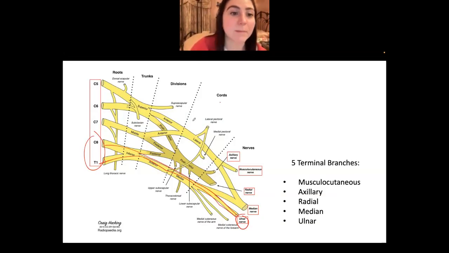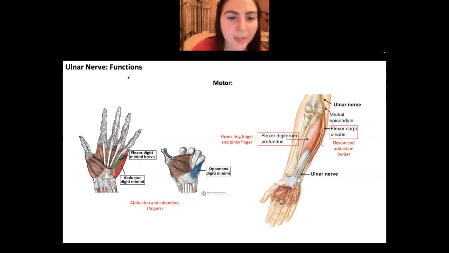So that's your ulnar nerve. Now you can see we're at the very bottom of the brachial plexus. Oh my gosh, did I lose my spot? No. Okay. So the ulnar nerve does a lot of stuff in the hands. The only thing it really does in the forearm is it runs right next to the median nerve. So the median nerve and the ulnar nerve run next to each other.